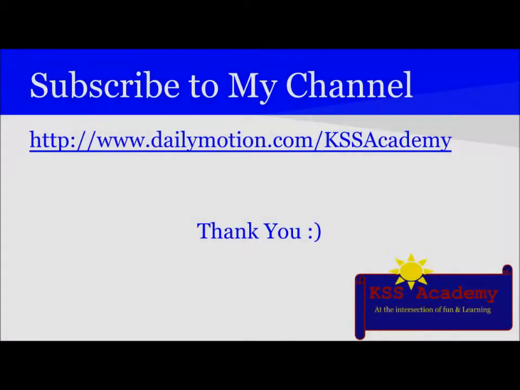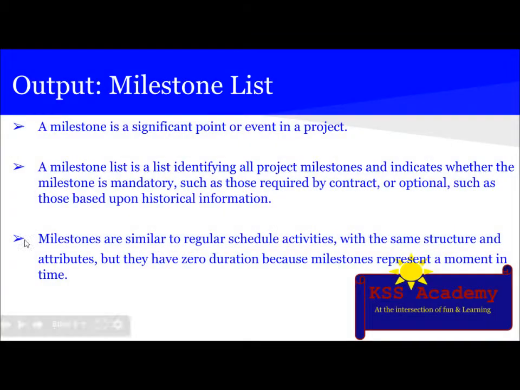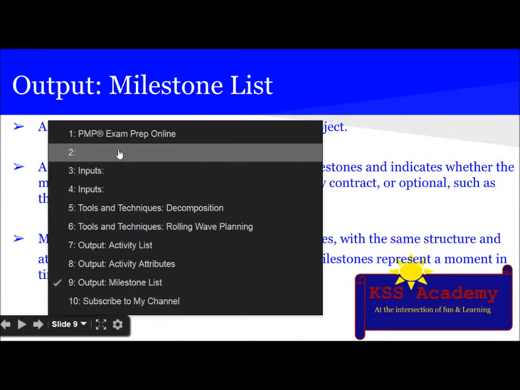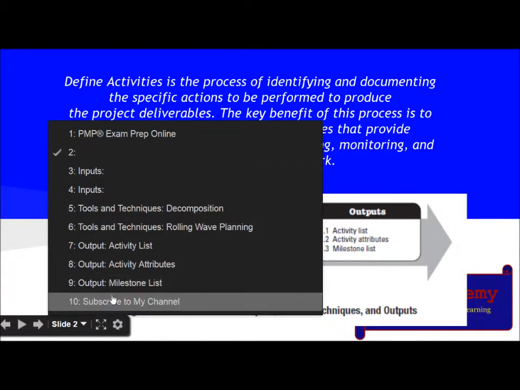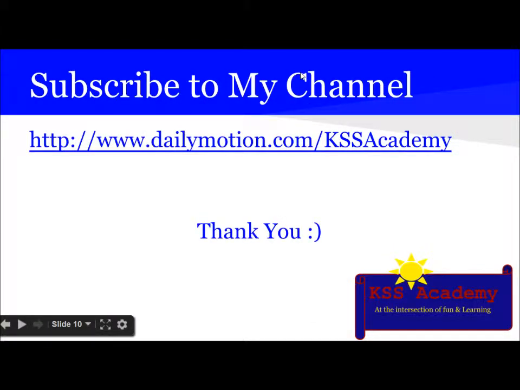So guys, I hope you got some idea on what is the define activities process. So let's do it again, revise it. The inputs involved are schedule plan management, scope baseline, EEF and OPA. Tools and techniques are decomposition, rolling wave planning, which is most important over here, and expert judgment. Then the output is activity list, activity attributes, and milestone list. So guys, I hope you got some idea on define activities.